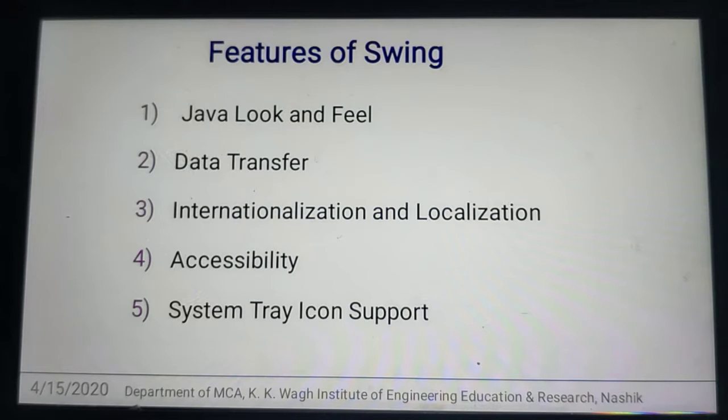Let's discuss the features of Swing. The first feature, as I already told, is that it provides the look and feel effect. The second is that it provides data transfer. What does providing data transfer mean? It means how to get data from the clipboard, that is, copy and paste features are provided in Swing. The third feature is internationalization and localization. Please listen to this feature properly. This is a very important feature we get in Swing.